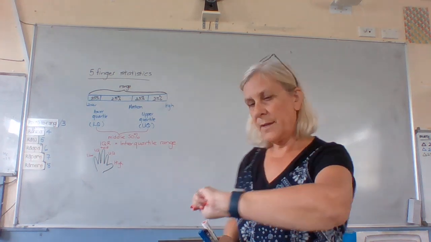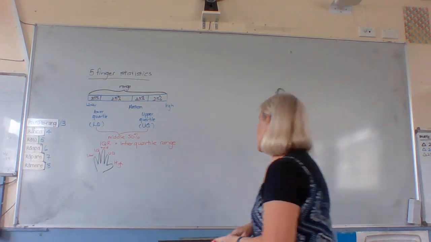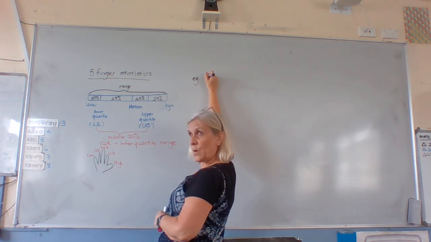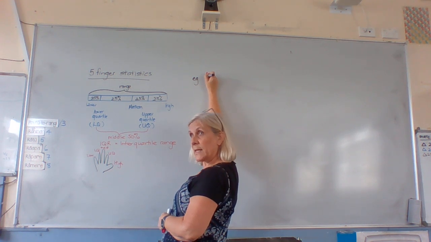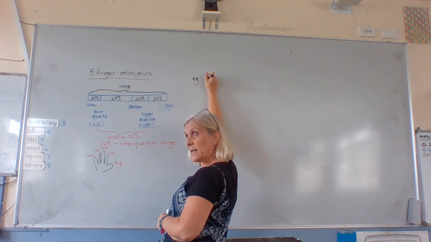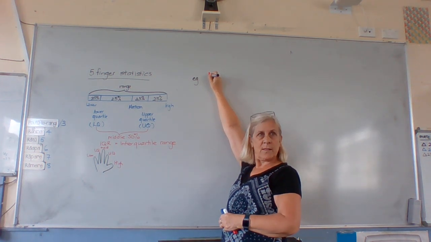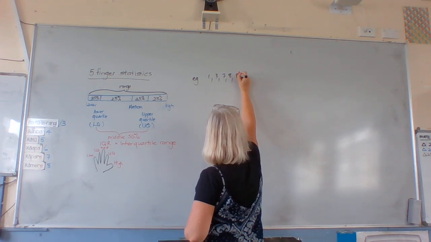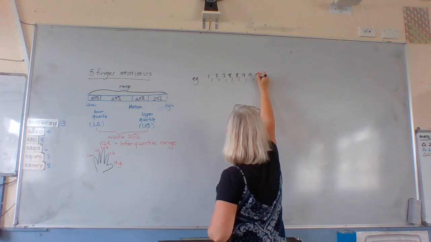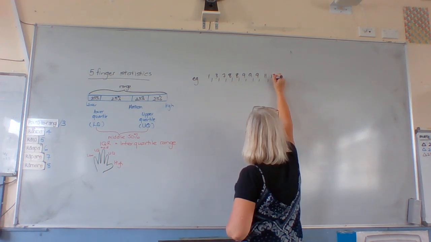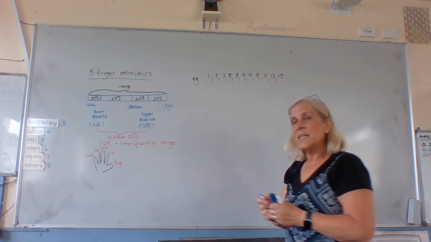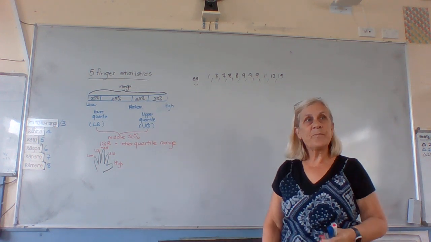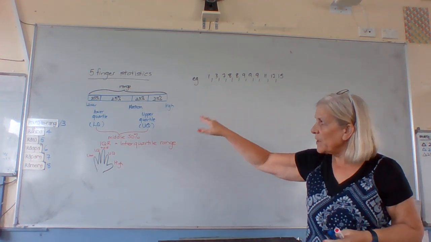Okay, so next thing we're going to do is get a group of numbers. So I'm going to use the same numbers as yesterday. Somebody want to read them out again to me? Numbers from yesterday. 1, 3, 7, 8, 9, 11, 12, 15. All right. So we worked out yesterday that we have got 11 numbers. Okay. Well, today I want to know all of these things.